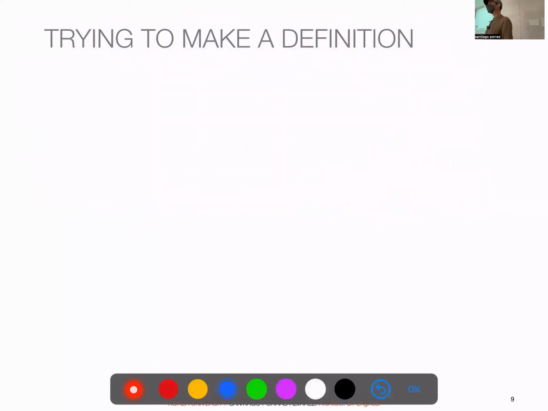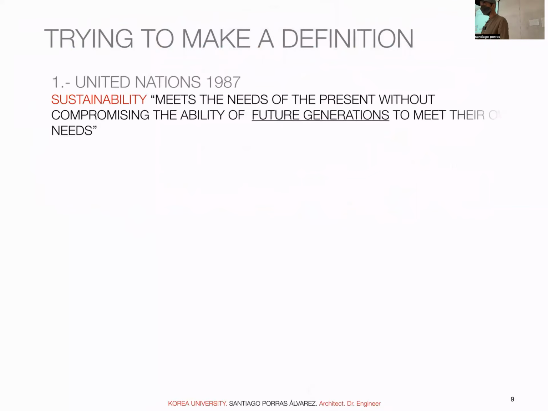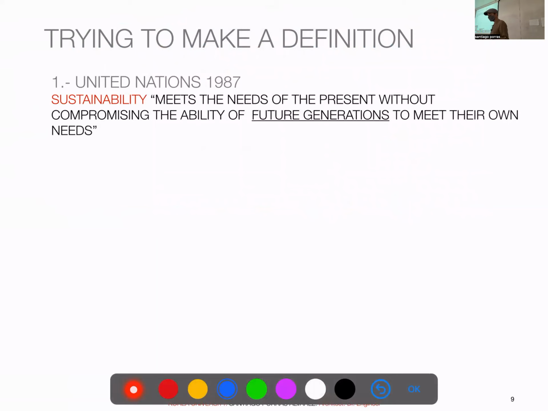So there have been many tries to make a definition. The first one that I know is from 1987, like 35 years ago. It was the United Nations, and it was a general term of sustainability. And its beautiful definition: sustainability meets the needs of the present without compromising the ability of the future generations to meet their own needs.